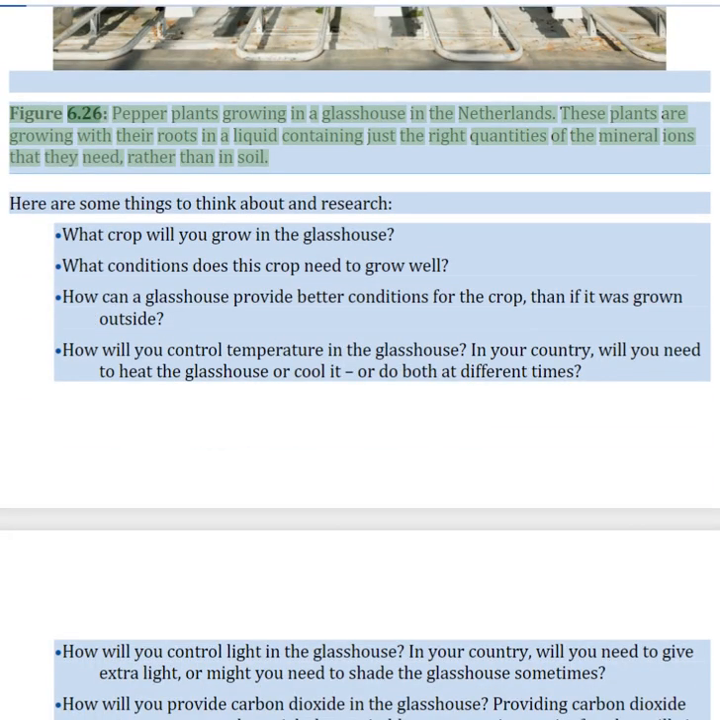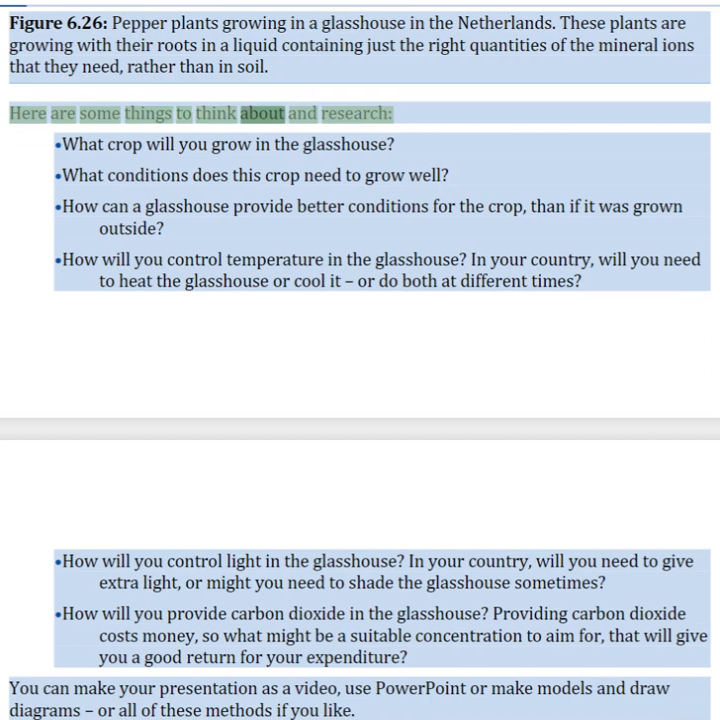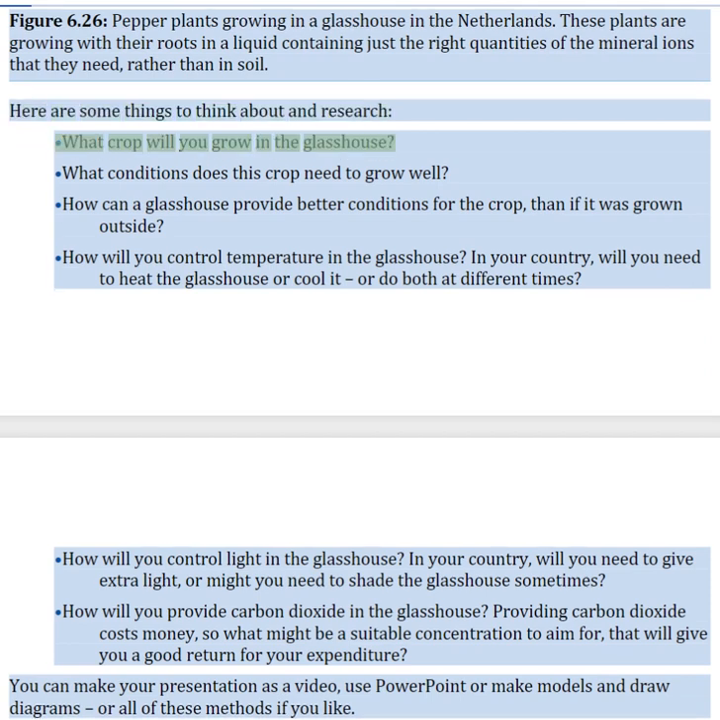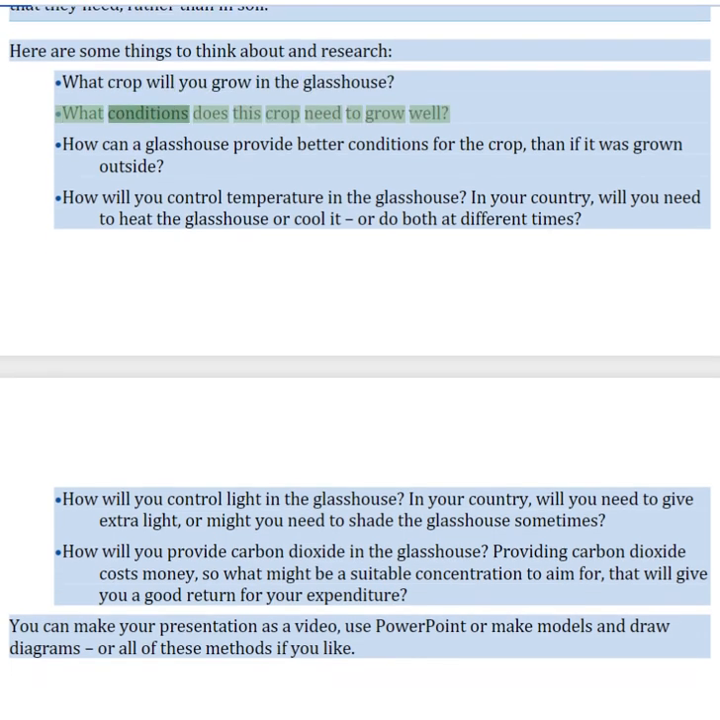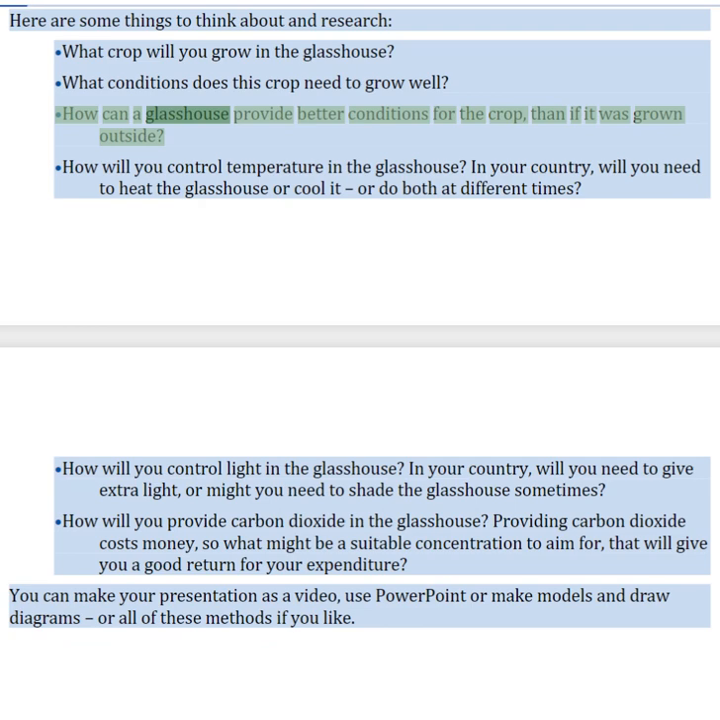Figure 6.26, Pepper plants growing in a glasshouse in the Netherlands. These plants are growing with their roots in a liquid containing just the right quantities of the mineral ions that they need, rather than in soil. Here are some things to think about and research. What crop will you grow in the glasshouse? What conditions does this crop need to grow well? How can a glasshouse provide better conditions for the crop than if it was grown outside?